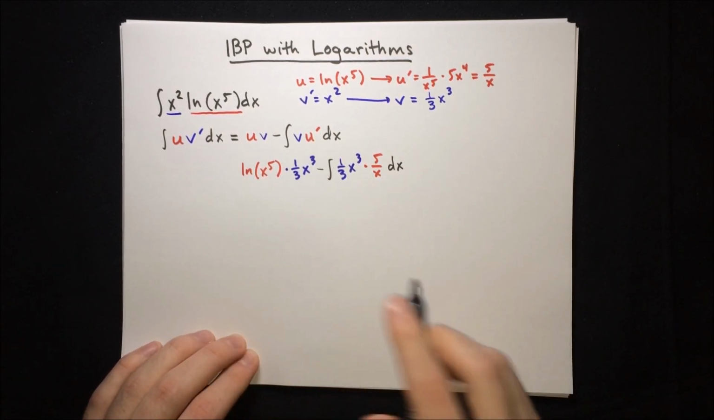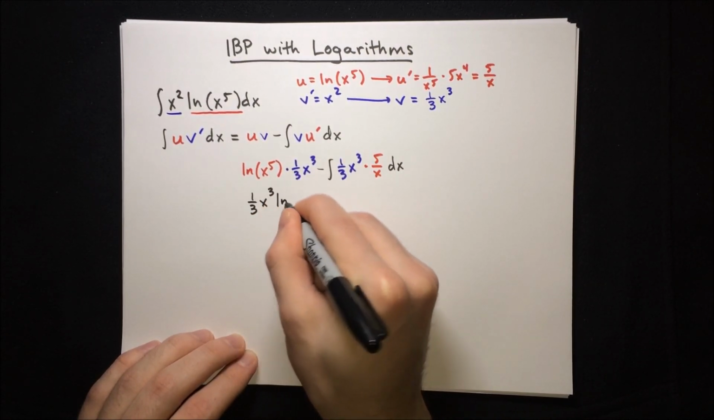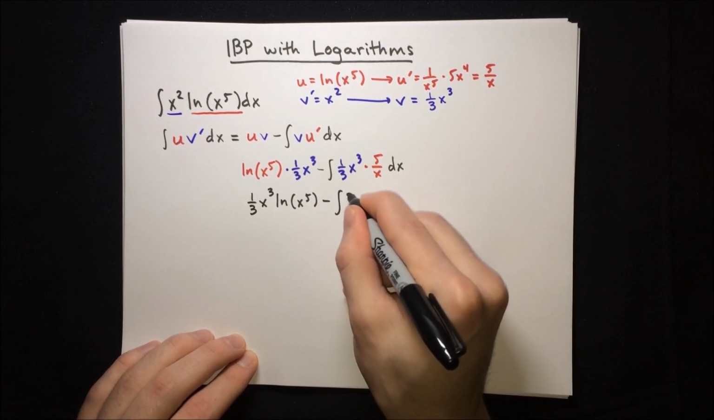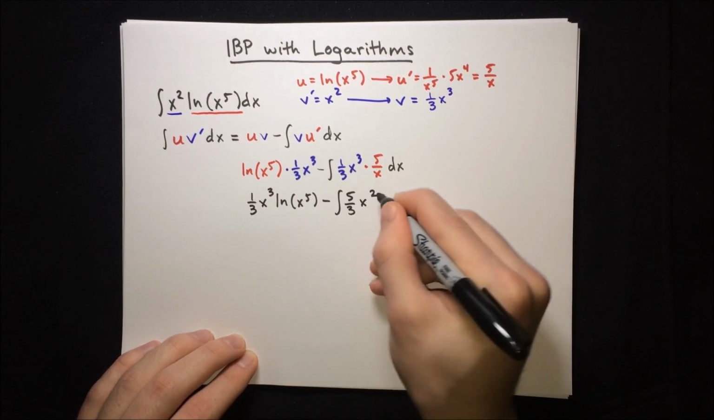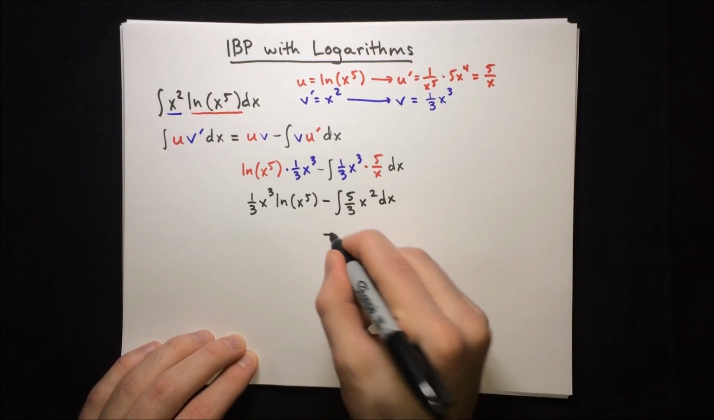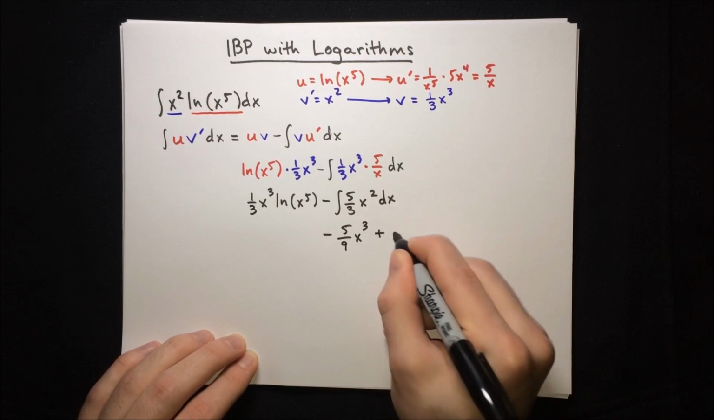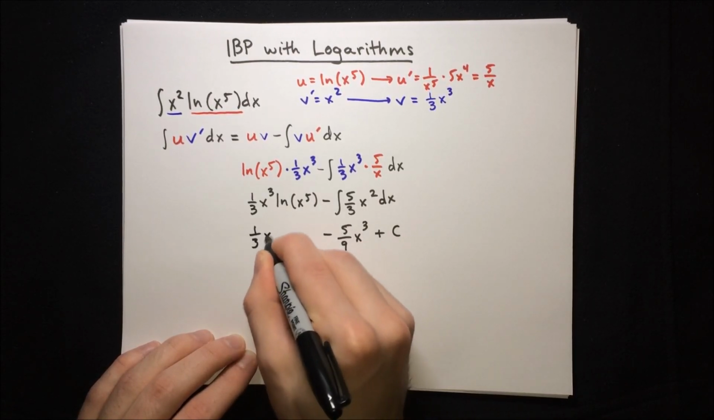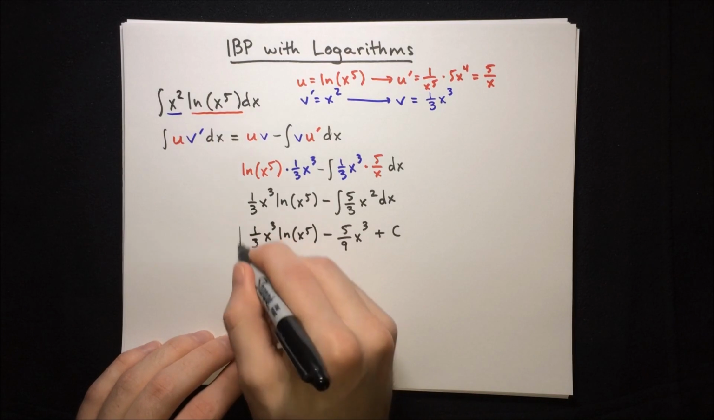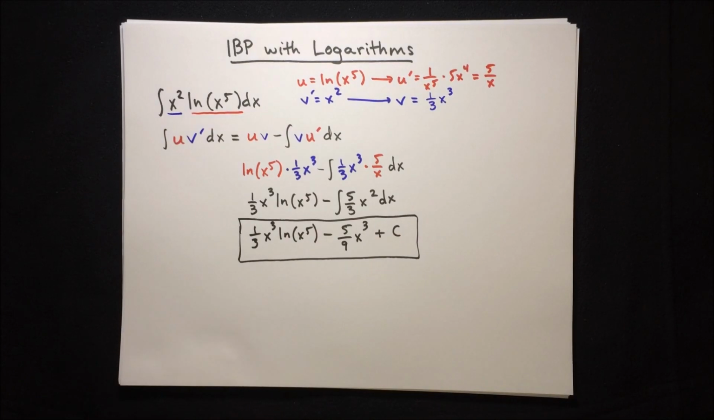All right, now we can just simplify this a bit. So this is just 1/3 x cubed ln x to the fifth minus, inside this integral we get 5/3 x squared dx. And then this integral we can evaluate. That's just minus 5/9 x to the third, then plus some constant, so we get 1/3 x cubed ln x to the fifth minus that plus the constant. And that's our final answer. That's the solution to this integral.